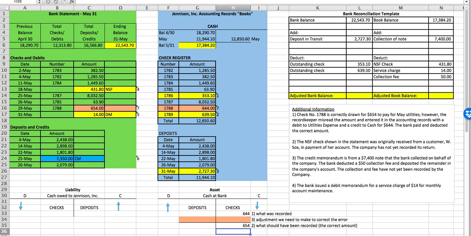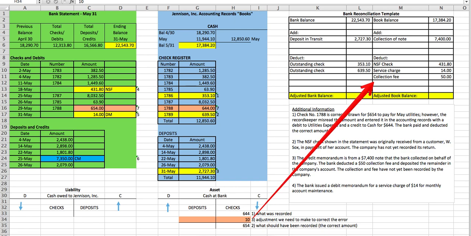Now, the difference between those two numbers is $10, but the question is, do we need to add 10 more or subtract 10 more in order to correct it? Well, in this case, we're going to have to subtract 10 more in order to correct this error. We didn't subtract enough. We only subtracted $644 for the check. We should have subtracted $654 for the check, so we're going to need to subtract 10 more. So we put this difference here on the deduct side.